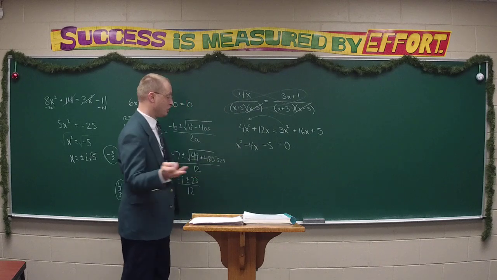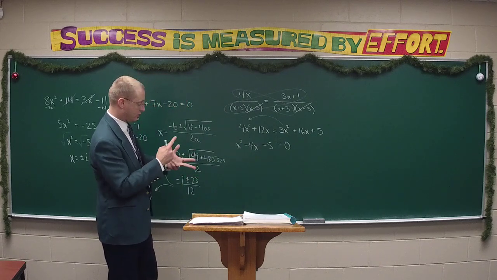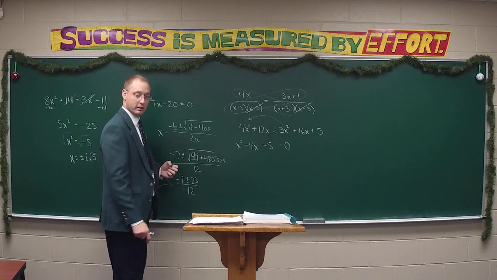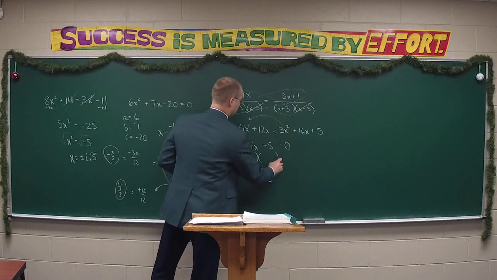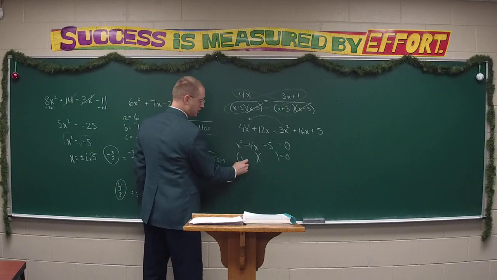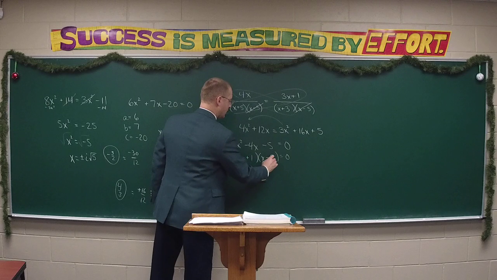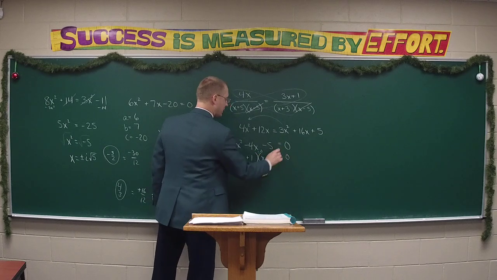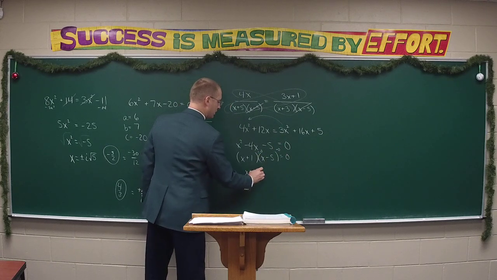And now on this one, do we want to factor, use the formula, or complete the square? This looks like it'll factor really easily, so let's take it. x plus 1, x minus 5. And when we set both of these equal to 0, we get negative 1 and 5.